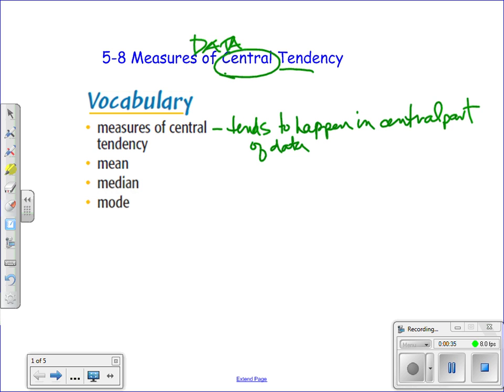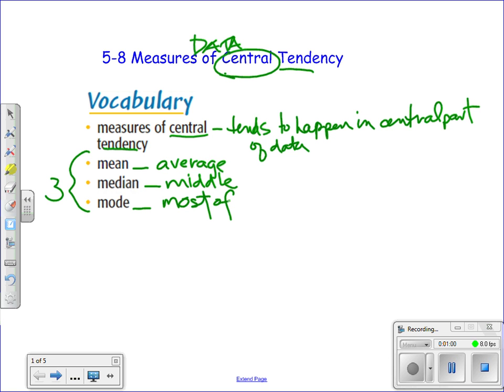Three measures of central tendency, three ways to measure what tends to happen in the middle, is mean, which we know is the average, median, which we know is the middle. This is all review for you guys, right? Say yes, Mrs. Blackie, yes, Mrs. Blackie. And mode, that which occurs most often. Okay.